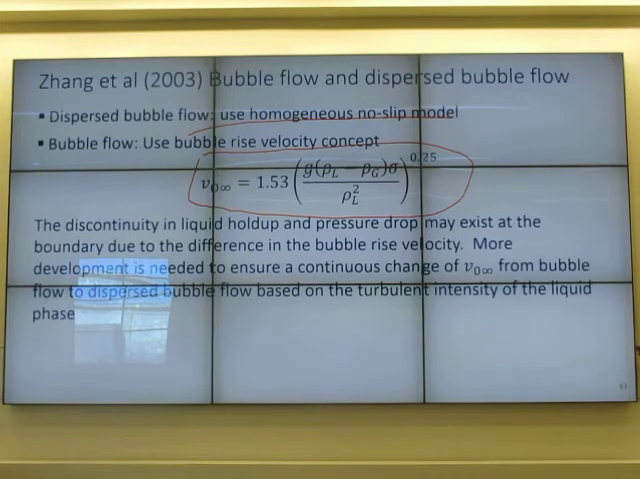The discussion in the unified model says that the discontinuity in liquid holdup and pressure drop may exist at the boundary due to the difference in bubble rise velocity. They mentioned that we may need more development for the continuous change of V0 infinity or something. So their model at that time is what we have. There is a newer paper, but we didn't cover it.